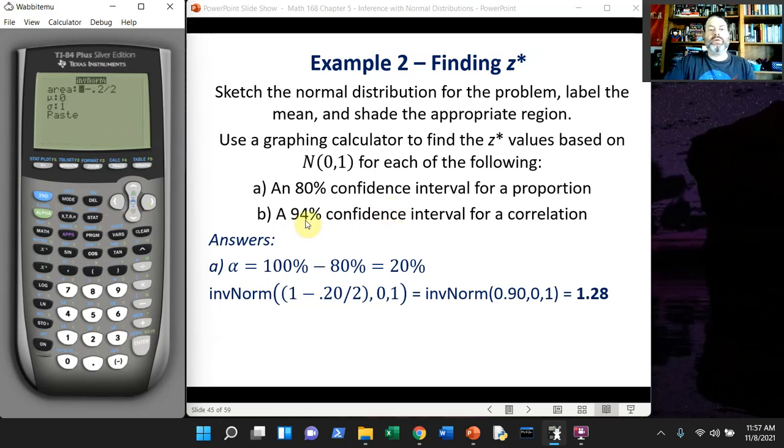Same thing here, 94% confidence interval. Well, 100% minus 94% is 6%, so I'm just going to type 0.06 in here. And everything's happy.